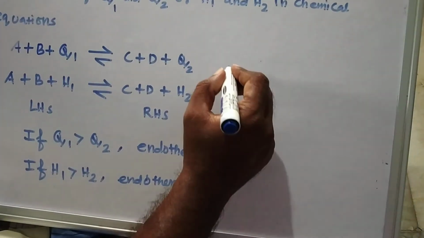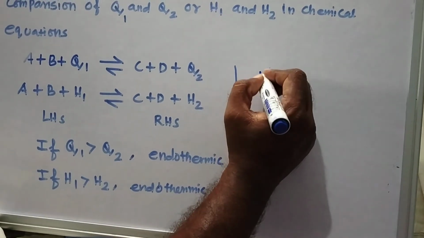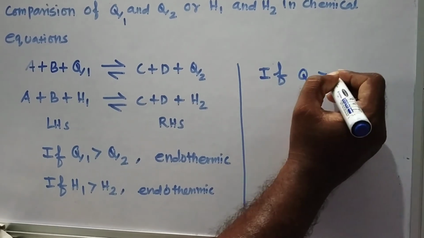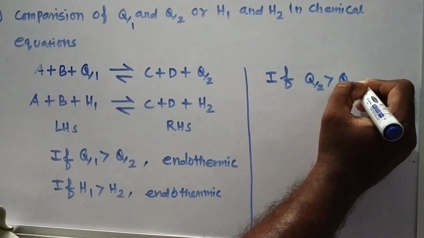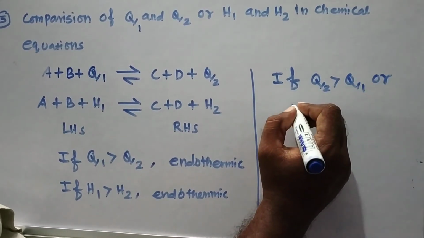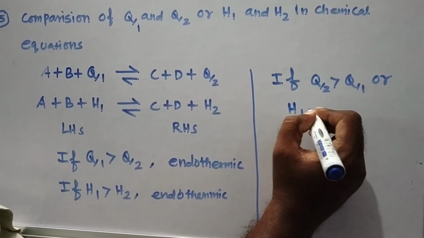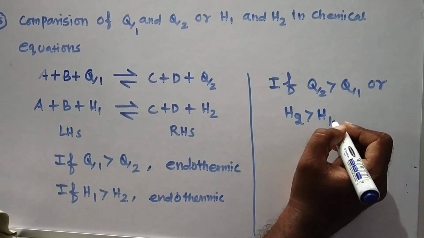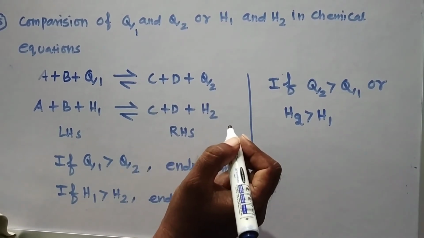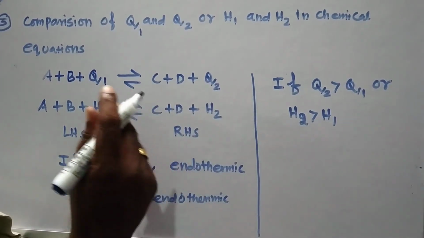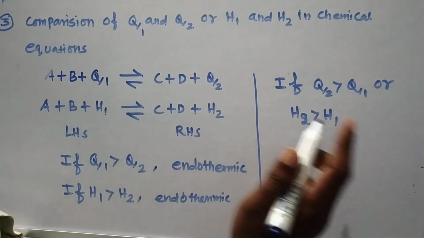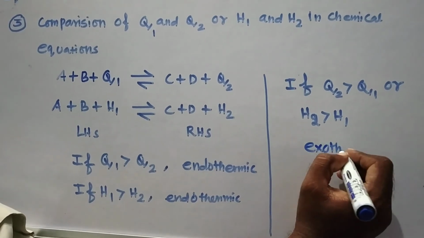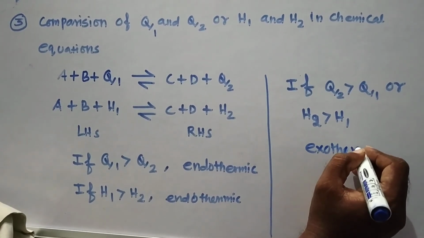Or, in the other case, if Q2 is greater than Q1, or H2 greater than H1, it means the energy liberated by the product is greater than the heat energy absorbed by the reactant. Then the reaction is definitely exothermic in nature.